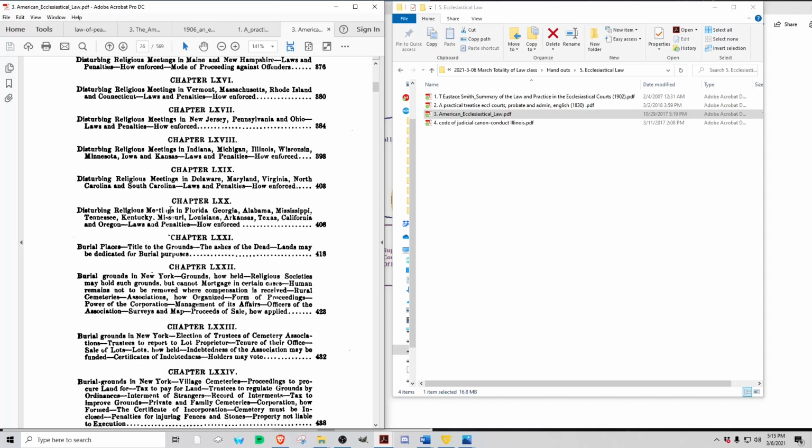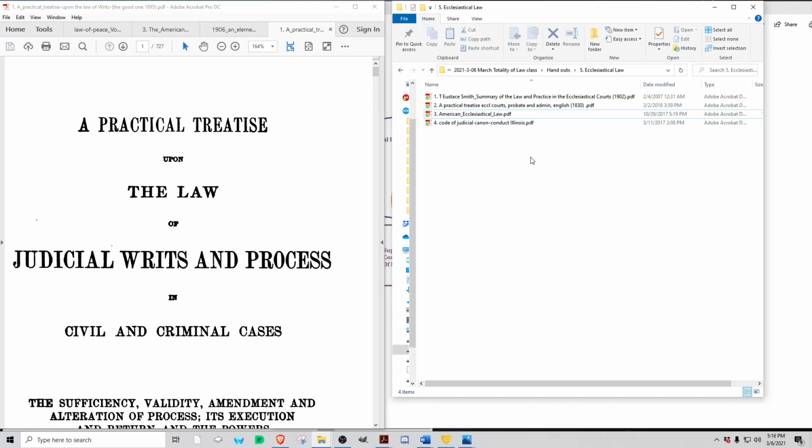And again, if you want to use any of these things, you can always use them as reference guides by just holding down Control and hitting F, and the little find button will pop up, and then you can place anything you want in there and search for it and find the information. So that's American ecclesiastical law, covered the canon, so that's that.